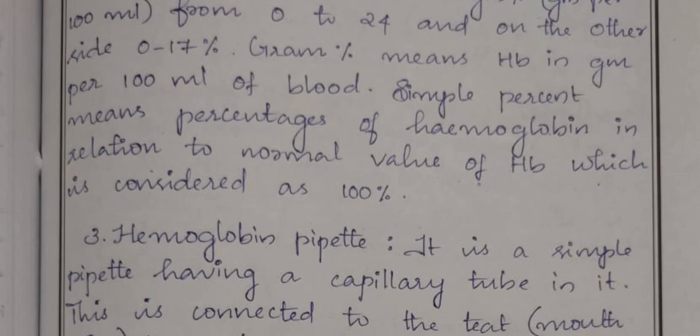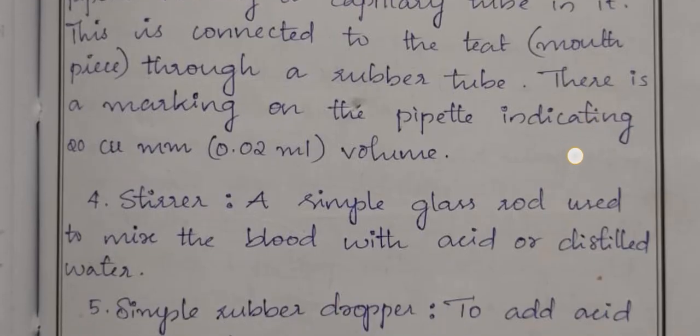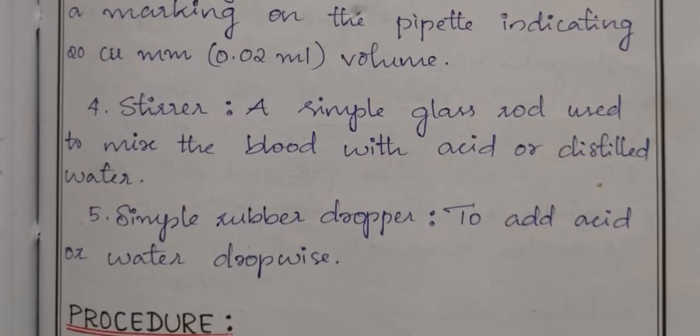Hemoglobin pipette: it is a single pipette having a capillary tube in it. It is connected with a mouthpiece through a rubber tube. There is a marking on the pipette indicating 20 microliters, 0.02 ml only. The glass rod is used to mix the blood with acid or distilled water. A simple rubber dropper is used to add acid or water dropwise.